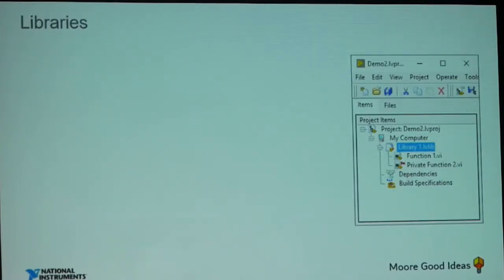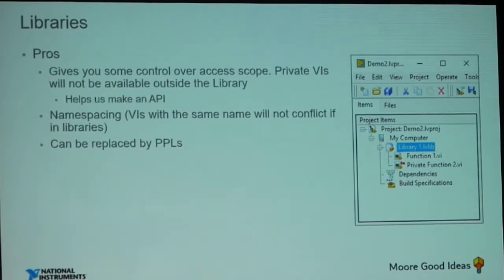Okay, we've got libraries, of course, which most of you will have used before. Main pros of libraries: you get access scope. You can make certain VIs private, which is nice when you're creating an API because there will be supporting VIs that you don't want to muddy the waters with. So having that available is nice.